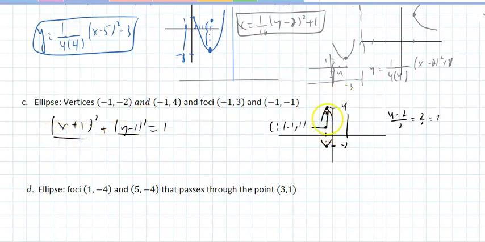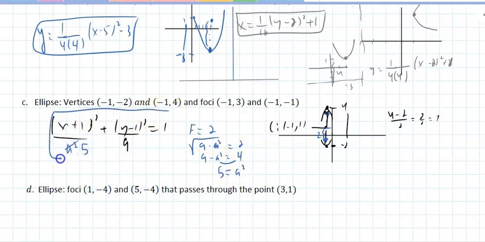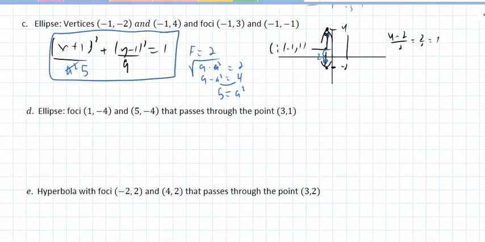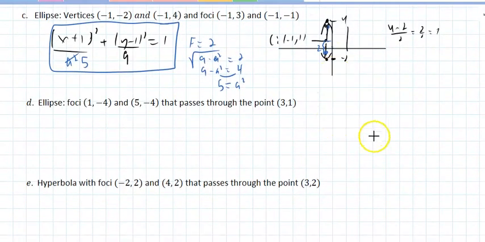And didn't you move 3 units above, 3 units below? 3 squared is 9. And the foci are at -1, 3 and -1, -1. So the distance from the center to the foci is 2 units. And call this a squared. Doesn't that mean that the 9 is bigger than a squared because the foci are on the y? Square both sides. Swap those. There's my answer. How about this problem?